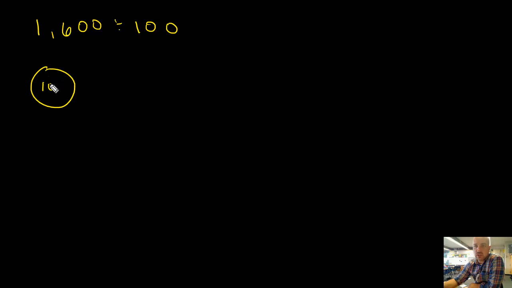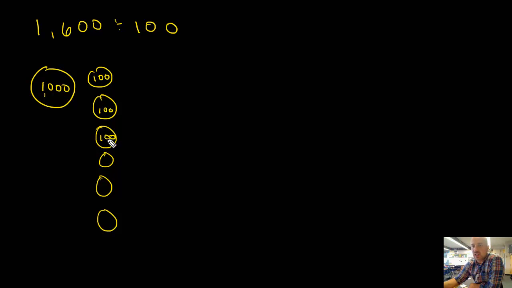Let's move on to a bigger question then. Let's do 1,600 divided by 100. Okay? And we'll look at it both ways again. I have 1 of 1,000. I have 6 hundreds: 1, 2, 3, 4, 5, 6. And I'm putting all these up here.